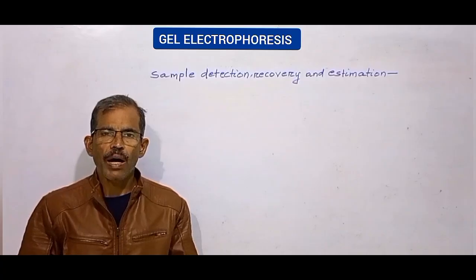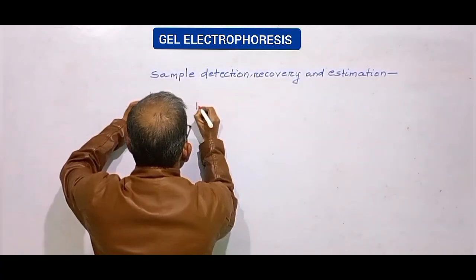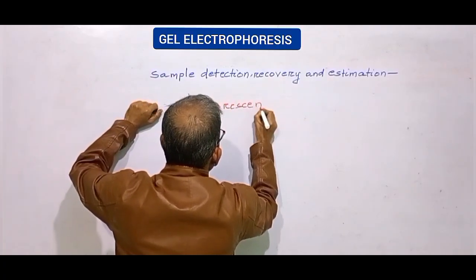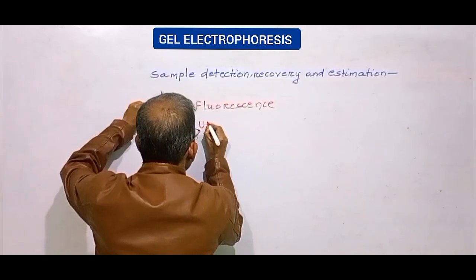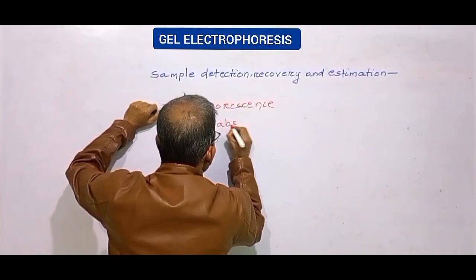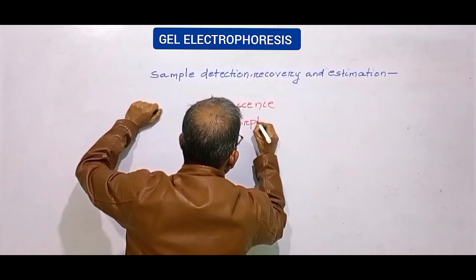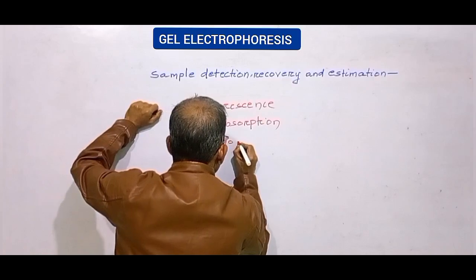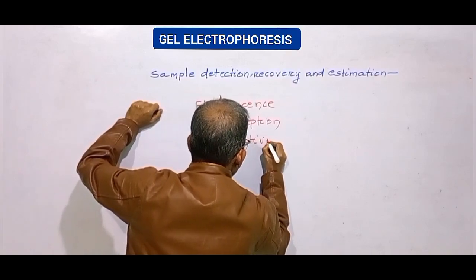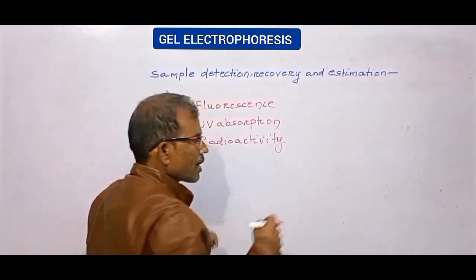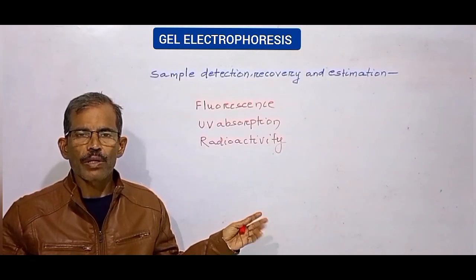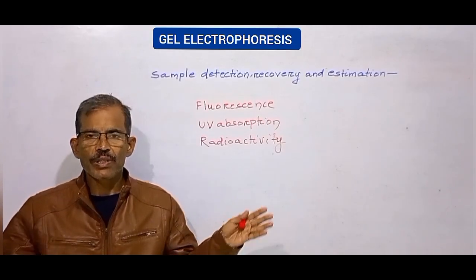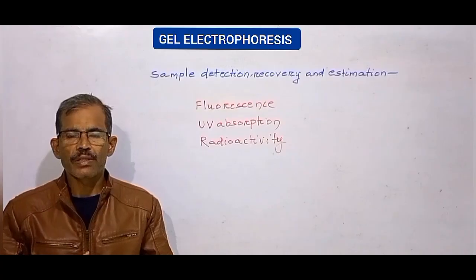Physical properties of biomolecules such as fluorescence, UV absorption, and radioactivity, in case the sample components are radioactive, can be successfully exploited for their detection. Alternatively, the gel can be stained with a suitable reagent.